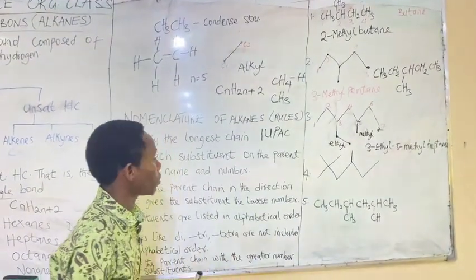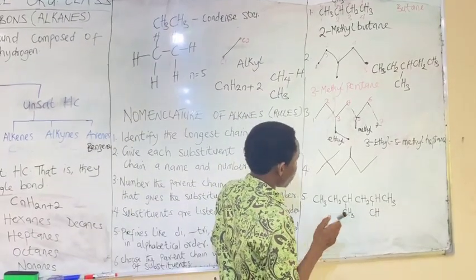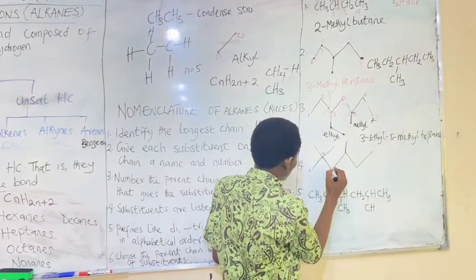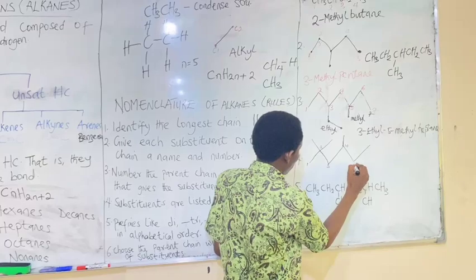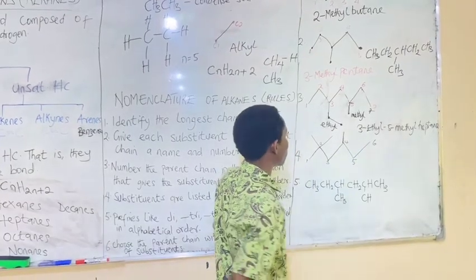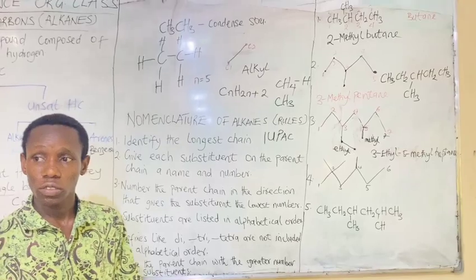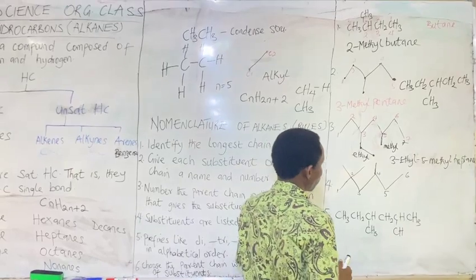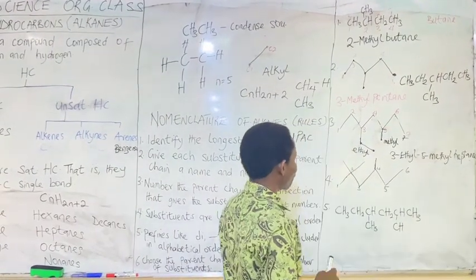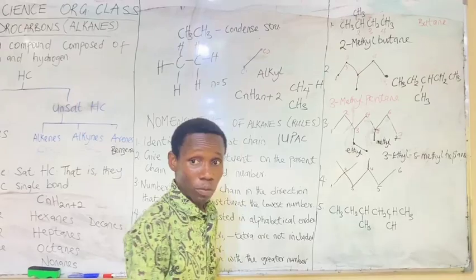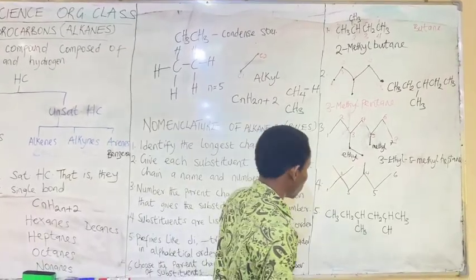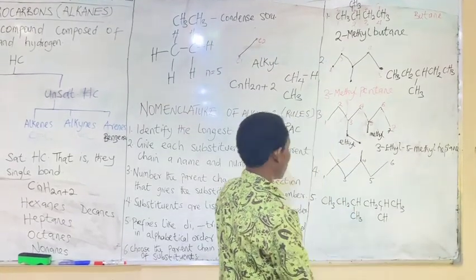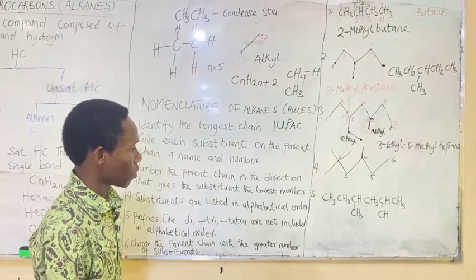Identify the what? The longest chain. Let's count from here. 1, 2, 3, 4, 5, 6. 6 is for what? Yeah, hexane. 6 is for hexane. We have how many substituents here? 3. But they're all the same thing. Yes, they're all methyl. Let's take it fast now because we are getting it. This is methyl. This is what? Methyl. But there's something spectacular about this particular structure.